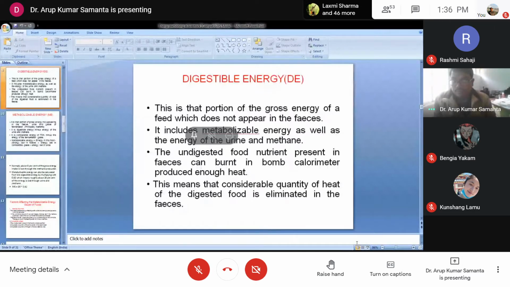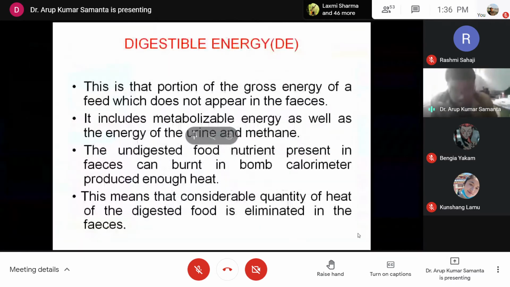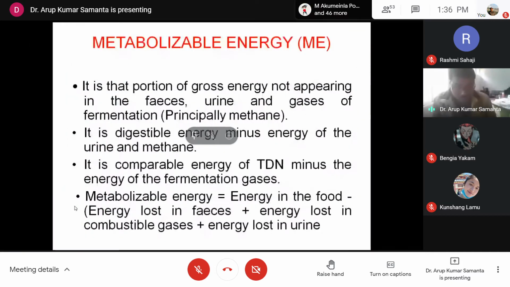Next is metabolizable energy. What is metabolizable energy? I have already shown to you, that is the digestible energy minus energy losses through the urine and gaseous products. Basically, it's the methane. And in case of ruminant species, due to the carbohydrate fermentation, along with the volatile fatty acids, there is production of gaseous materials like carbon dioxide and methane. And methane has got some gross energy value.